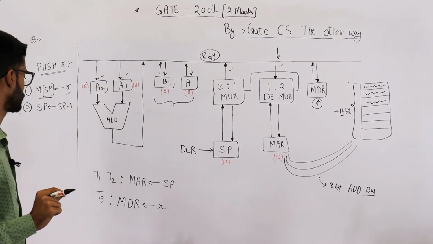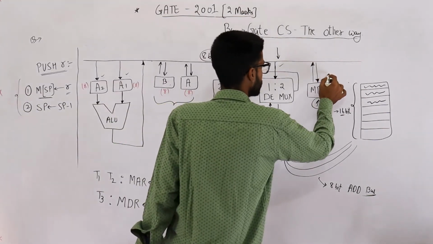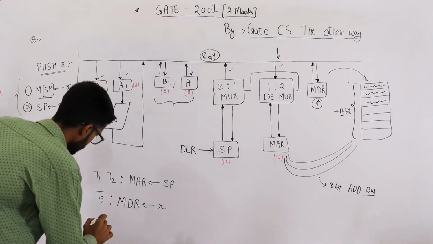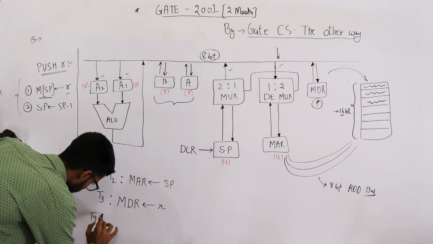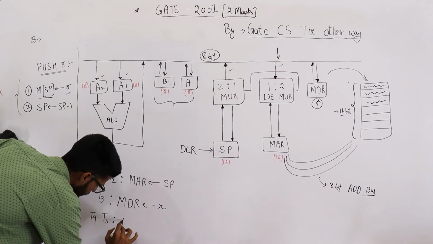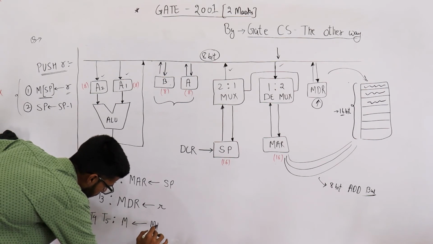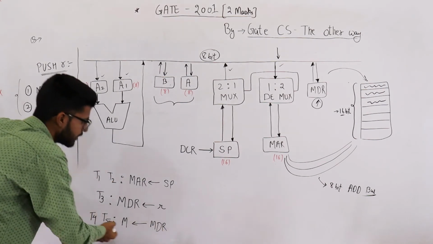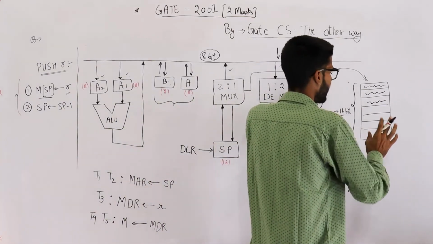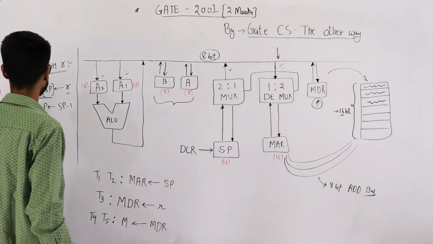Next thing that needs to be done is the value from this register MDR needs to be moved into memory. That's given as 2 cycles. So T4 and T5 is MDR to memory. That means this actual data transfer happens in the last 2 cycles, which is T4 and T5.